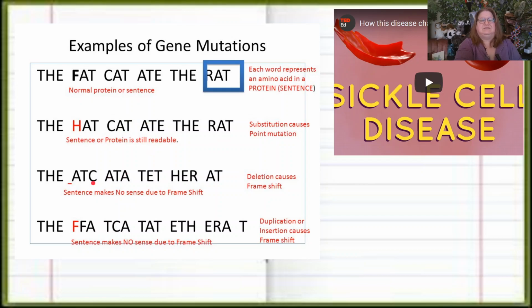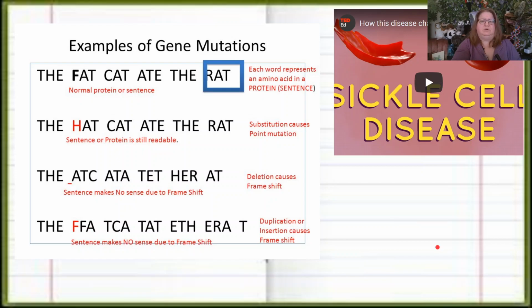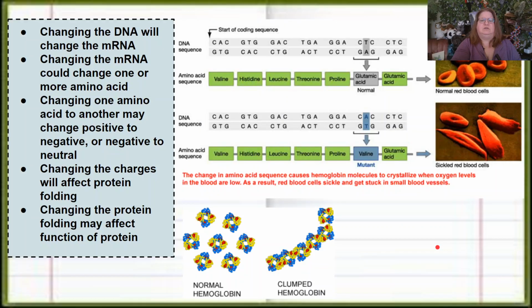But notice if we delete one, it shifts everything over, and now we've lost the meaning of the sentence. This would be akin to changing every single codon after that. And same thing if we insert a nucleotide, that's going to be a problem. So we're going to take a look at some examples, and what we want to just take away would be if you change the DNA, that will change the mRNA or tRNA or rRNA. It's going to change the RNA made.